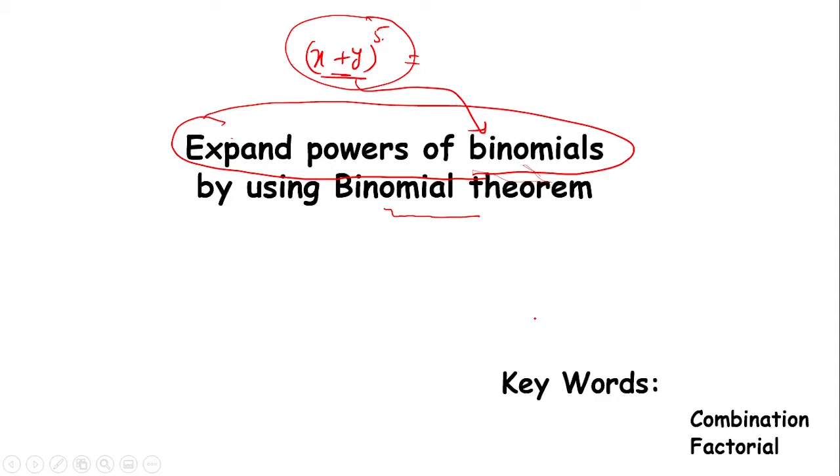But before that, you need to learn about these two different words. What is combination and what is factorial? Because if you don't know these two things, you won't be able to learn how we use the binomial theorem. So let's move on. What is combination? Combination is denoted by C mathematically.